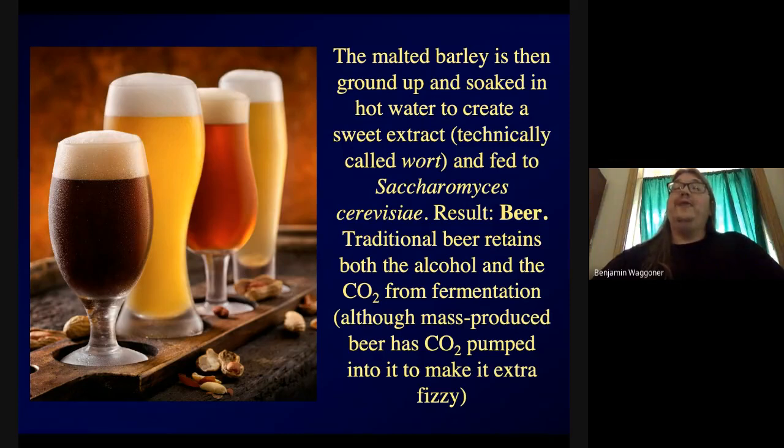Traditional beer retains the alcohol, and it also retains some of the carbon dioxide from fermentation. Mass-produced beer actually has CO2 pumped into it to make it more fizzy. But if you've ever had what they call cask-conditioned ale or bottle-conditioned ale, home brewers do this a lot. If you've ever had somebody's really good home brew, the bubbles in your homebrewed beer are carbon dioxide left over from that fermentation process.